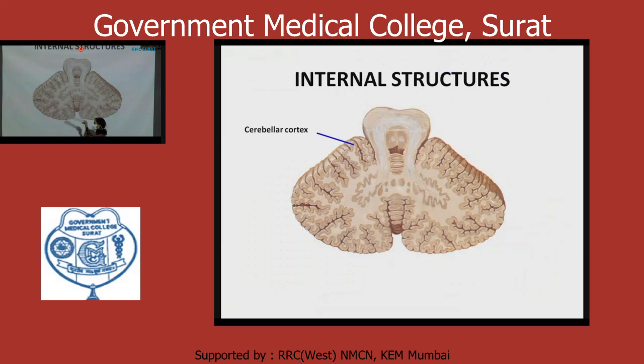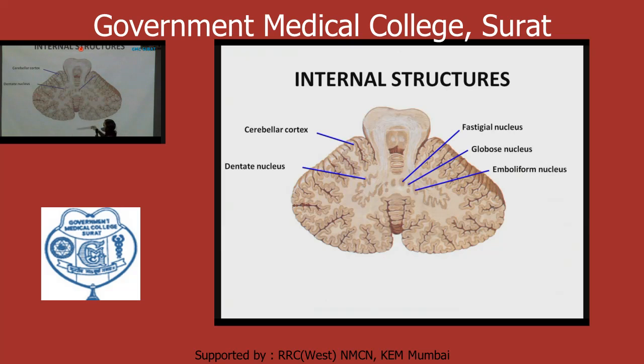The cerebellum consists of an anterior lobe, a posterior lobe, and the vermis area. If we look at the internal structure of the cerebellum, we can see the medullary center, that is the white matter, and the outer margin of the cerebellum, which is the cerebellar cortex. And there are deep-seated nuclei in it.